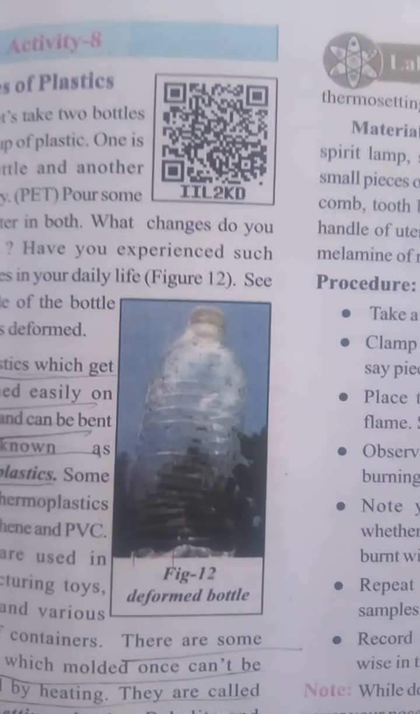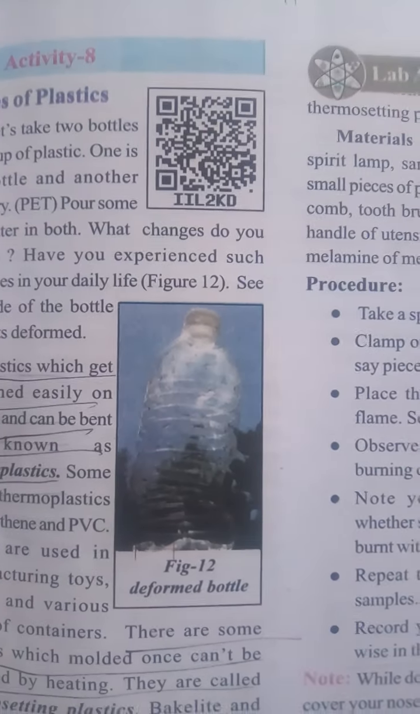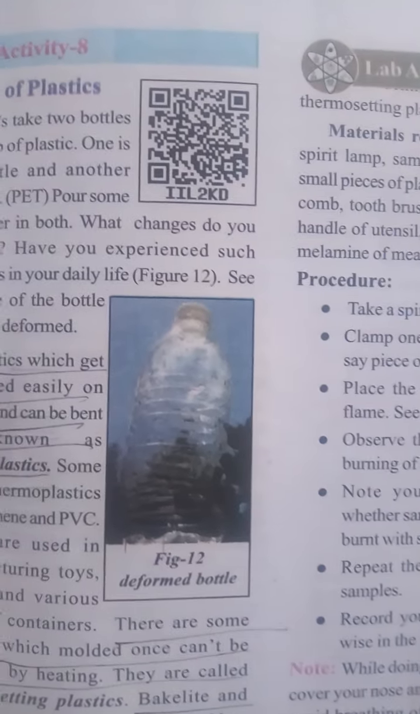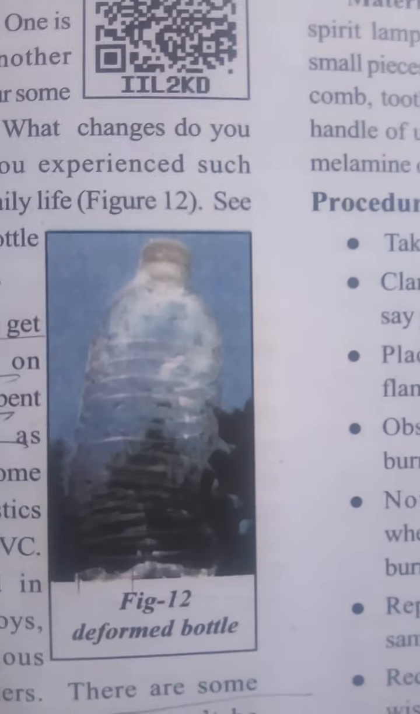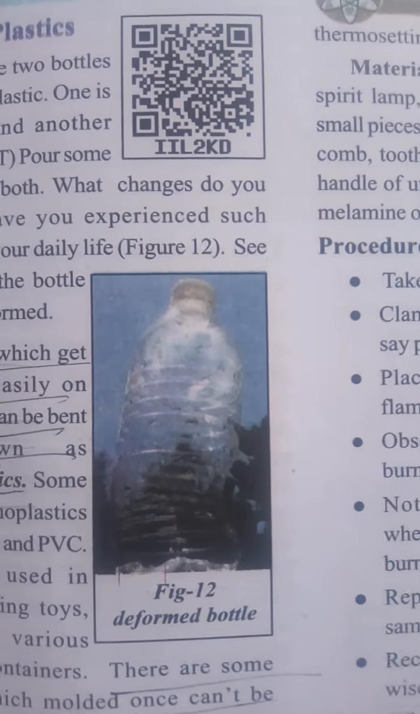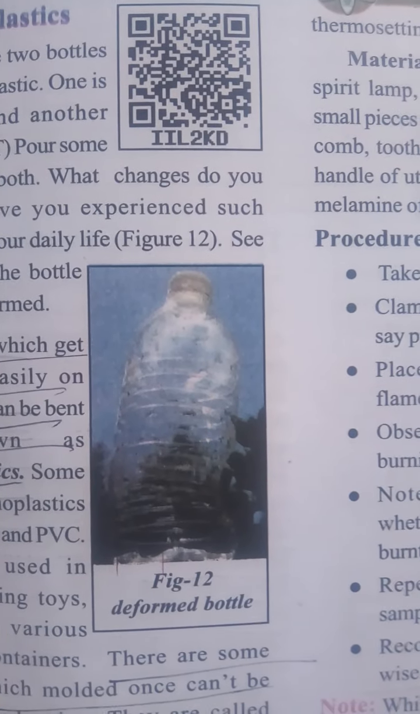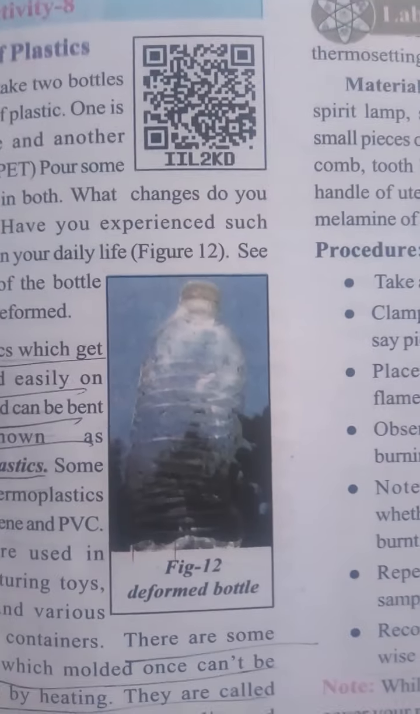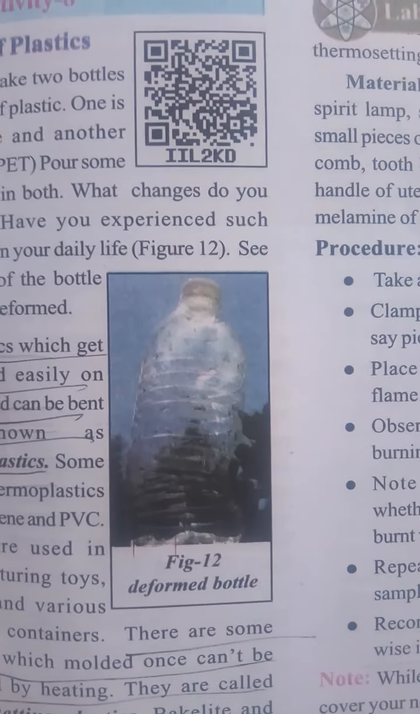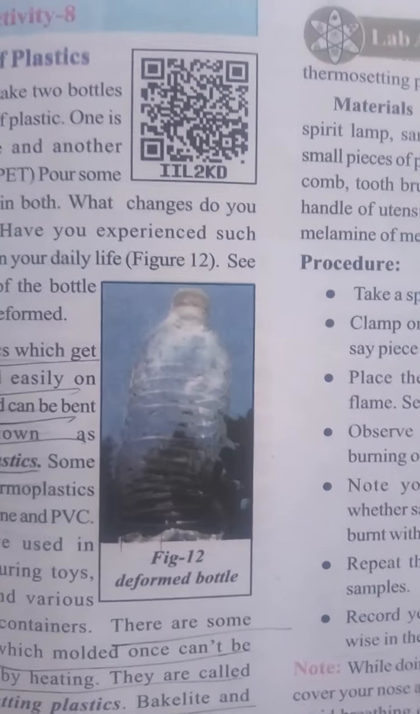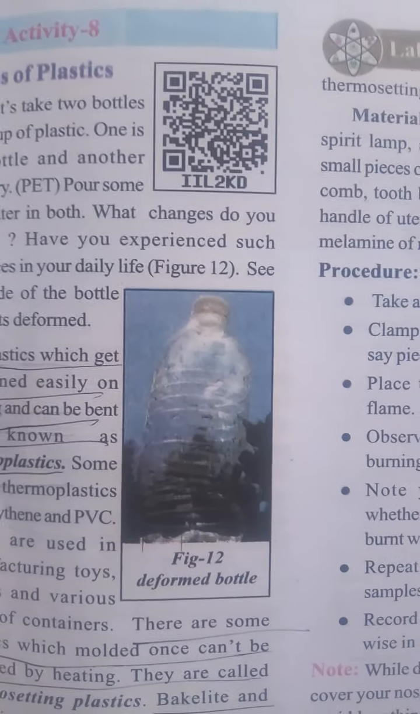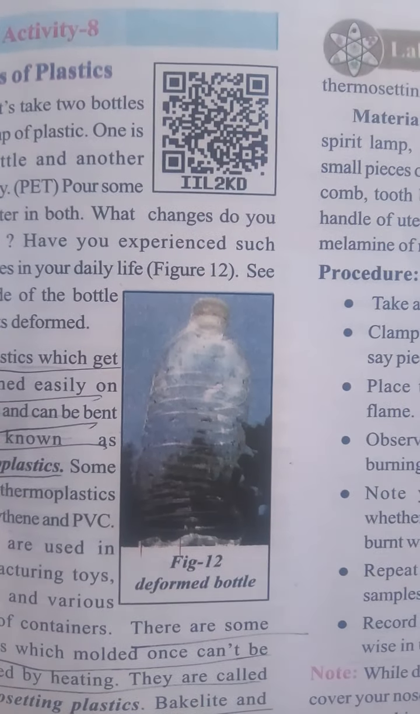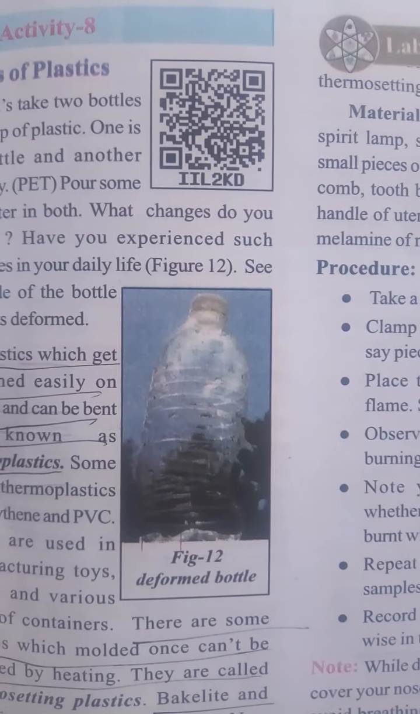There are some plastics which, once melted, cannot be hardened again by heating. Sometimes these plastics are not bent. Those plastics are called thermosetting plastics. For example, bakelite and melamine are examples of this type. Tupperware is the thermoplastic sector.